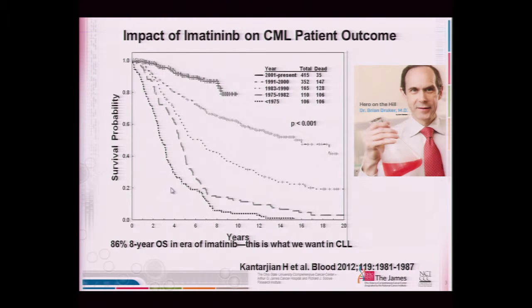And you see here, this was the survival of CML, and then here we can track the post-Imatinib survival. And so this is really what we want to do in CLL, is to change CLL to a disease that's like CML, where patients can be treated with a pill, take the pill, and not have to go on to transplant, not have to go on to chemotherapy, and live their expected life. And Brian Drucker, who's at the University of Oregon, is my hero, and he pioneered this therapy.